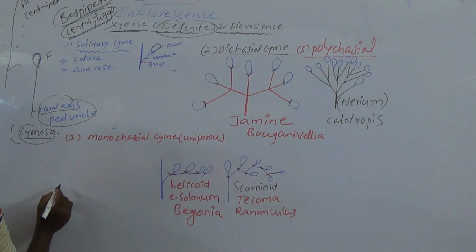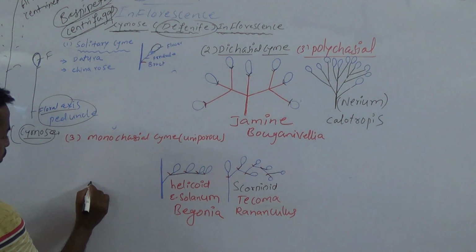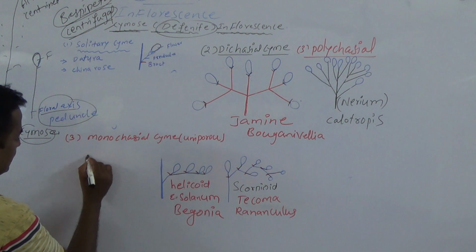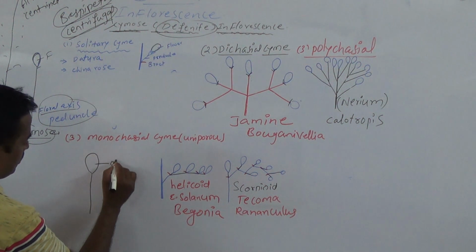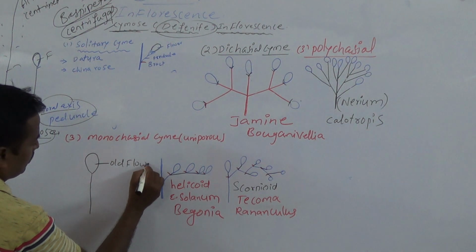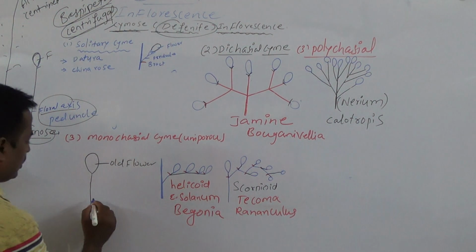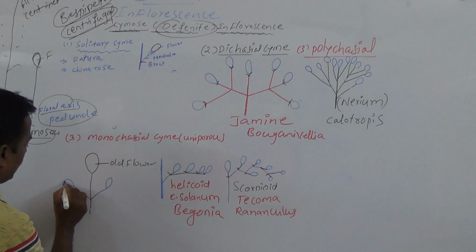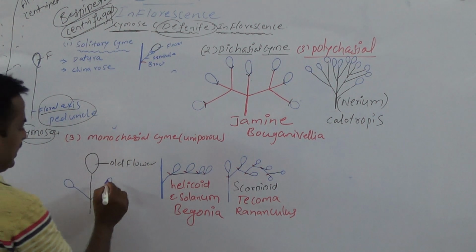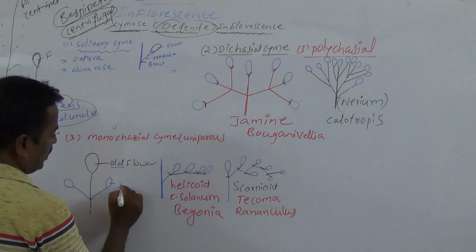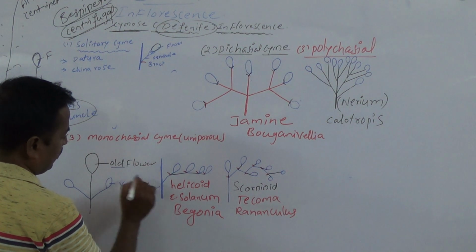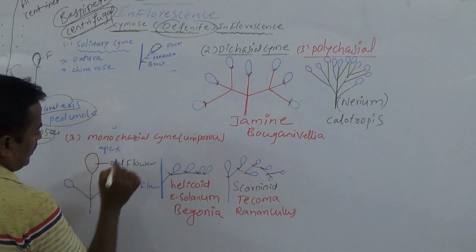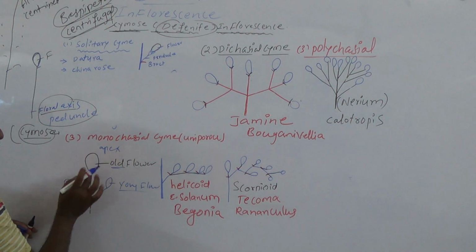What is basipetal? Simple. Basipetal means the old flowers are at the apex. Now this is the old flower, which is the first flower. Then young flowers are present below the first flower. Now this is the young flower, and this is the old flower. What is the position of the old flower? At the apex, and the young flowers below. That is called basipetal manner.